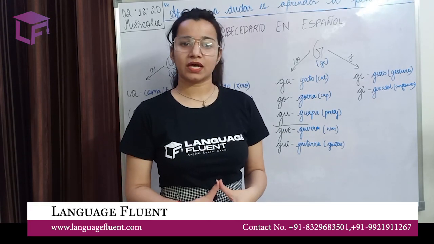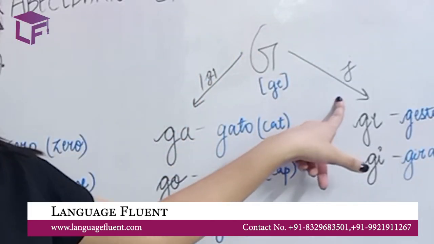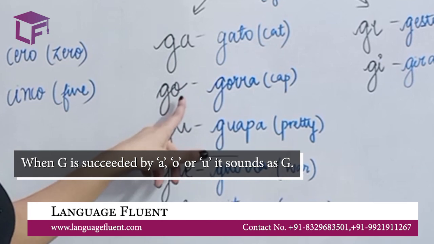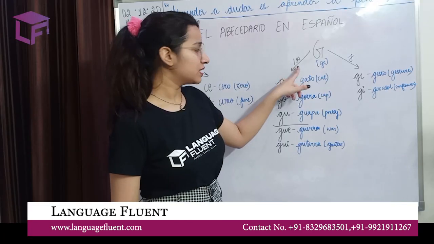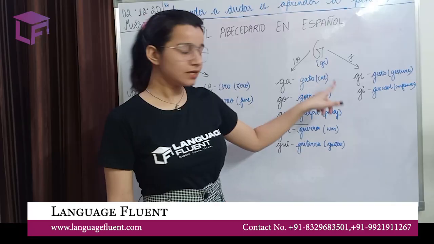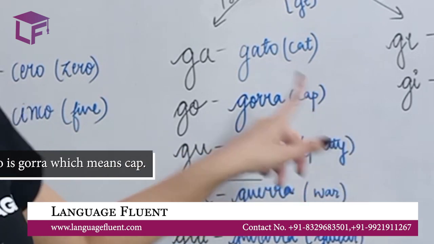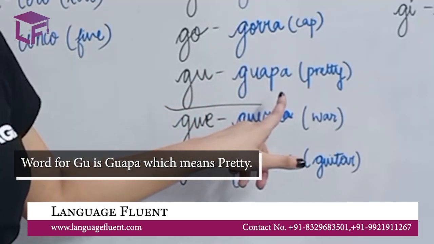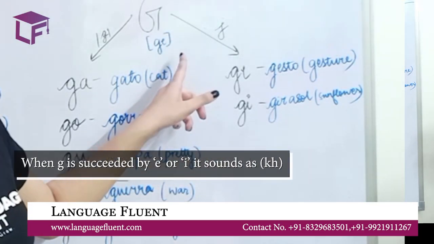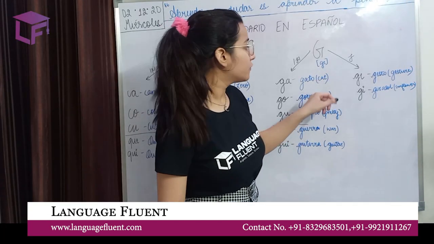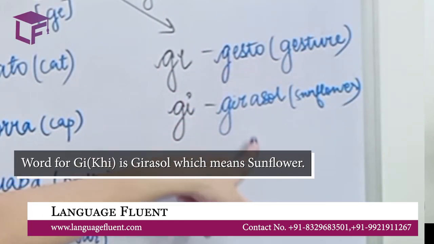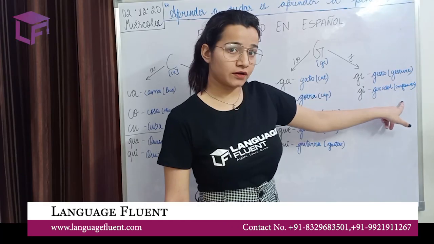The letter G also has two sounds, G and the sound of the letter jota, which is H. When G is succeeded by A, O or U, the sound is of G. For example, Ga de gato, which means cat, Go de gorra, which means cap, and Gu de guapa, which means pretty. When it is succeeded by E or I, the sound becomes that of the letter jota. For example, Ge de gesto, which means gesture, Gi de girasol, which means sunflower.